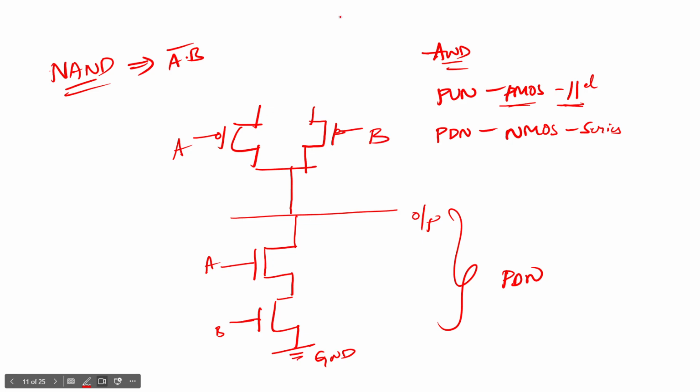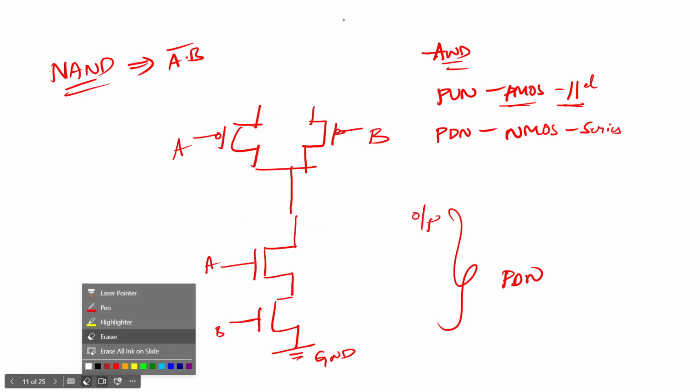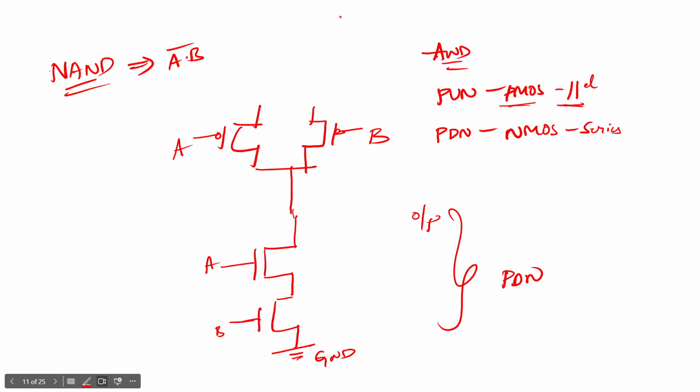Like this, A and then B. If you don't like that, sorry, remove this thing. Don't give it like that. So by connecting these two and collecting the output at the drain terminals.